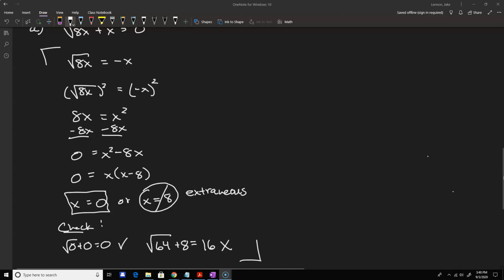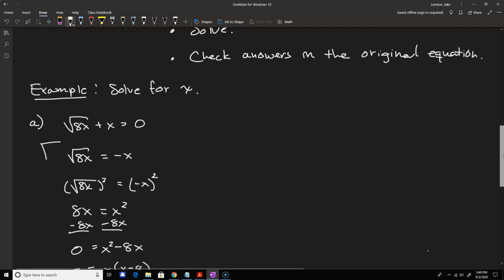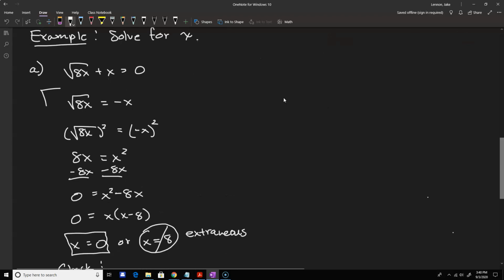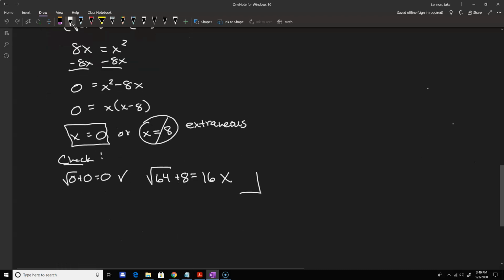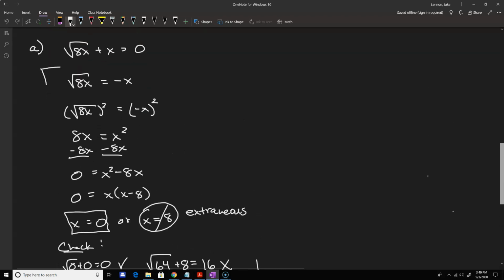So let's move on to another example, another radical equation. This one may be a little bit trickier. So we checked and we only had the one solution. Yeah, good. All right, so back, let's look at B.